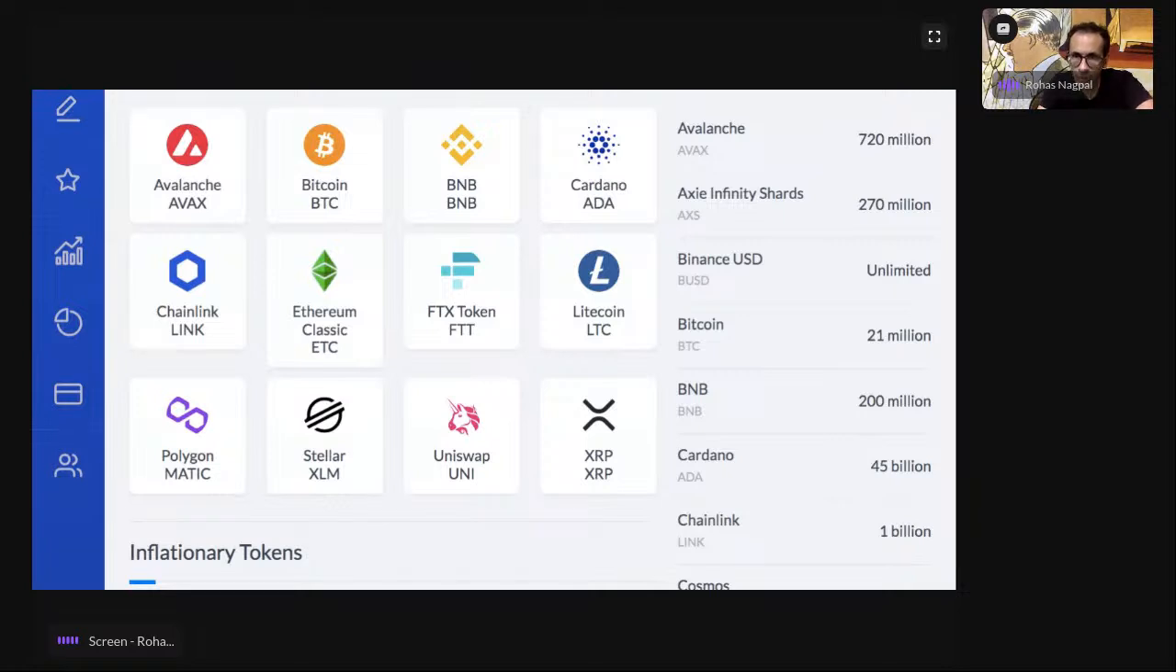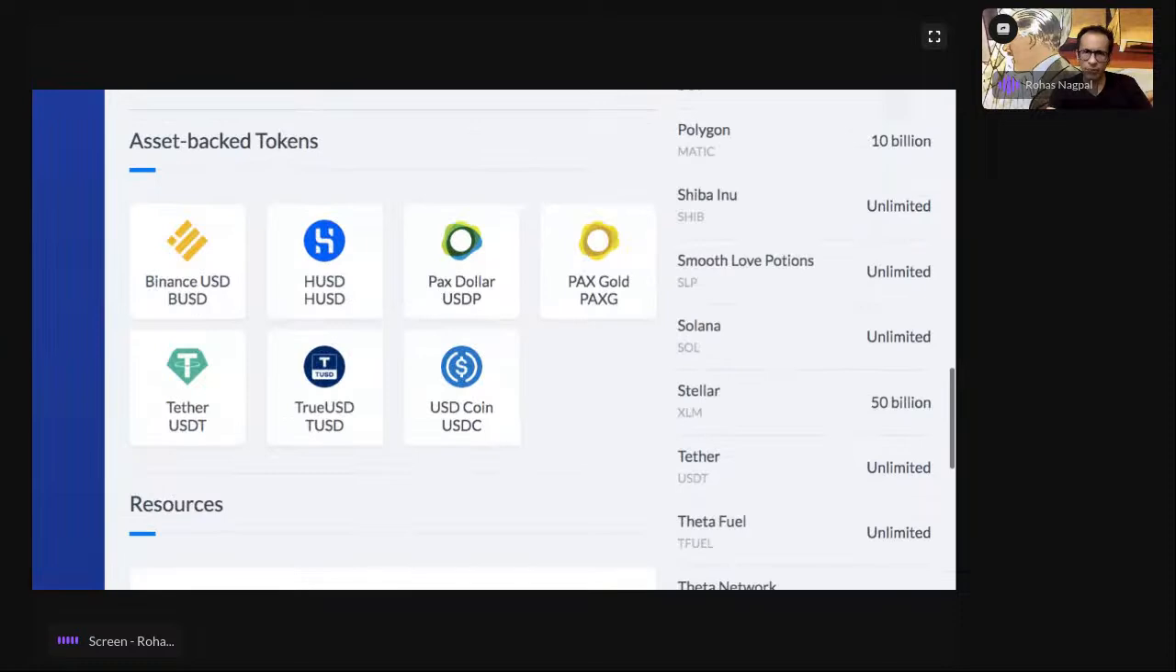Then, oh yeah, okay. So this is what I believe would be the future. And like I said, in asset backed tokens, we have all sorts of new kinds of things coming, and I'm very bullish on these kinds of tokens.